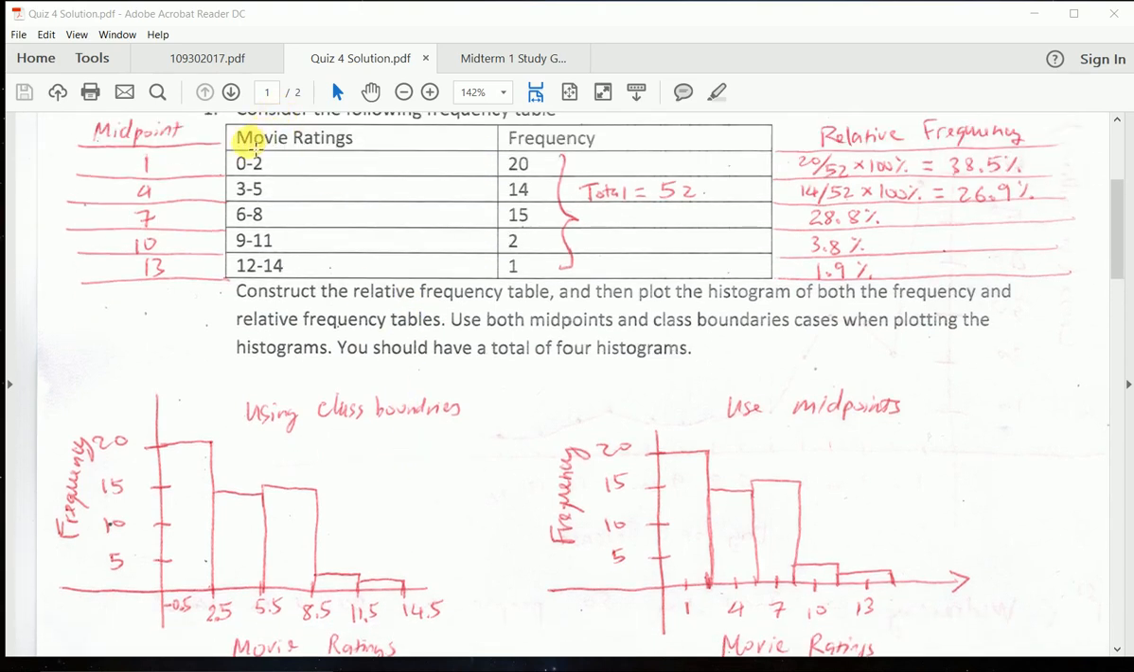I have the movie ratings 0 to 2. We have 1, 2, 3, 4, 5 classes, so you are expected to have 1, 2, 3, 4, 5 bars, right?